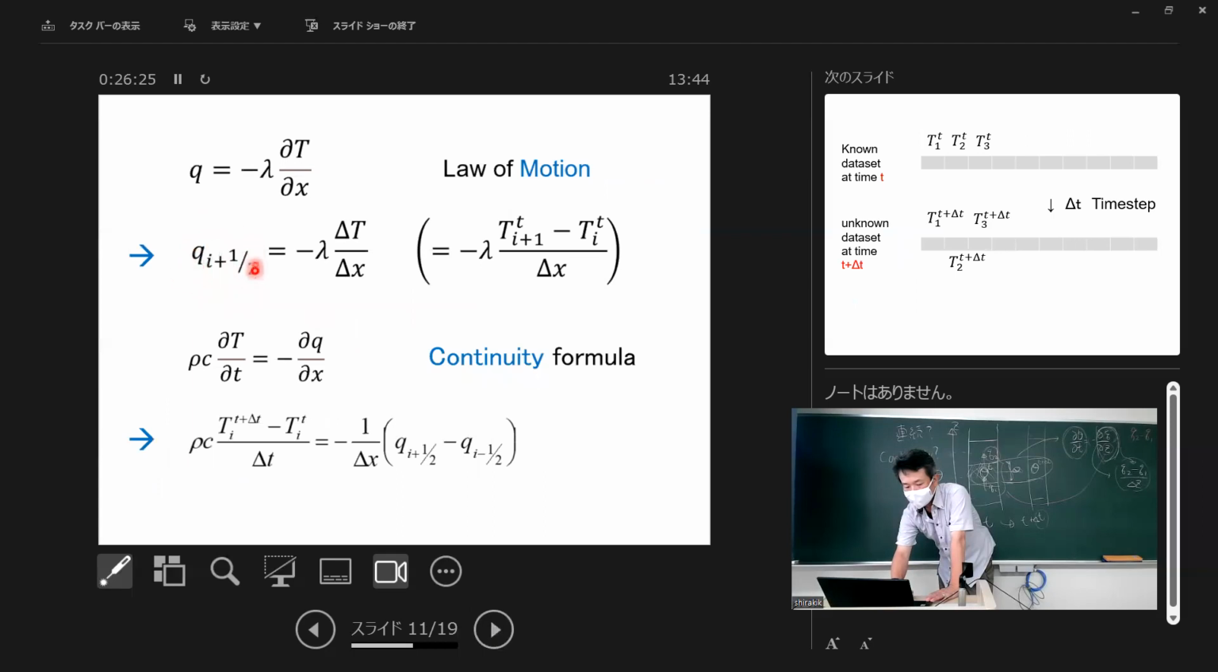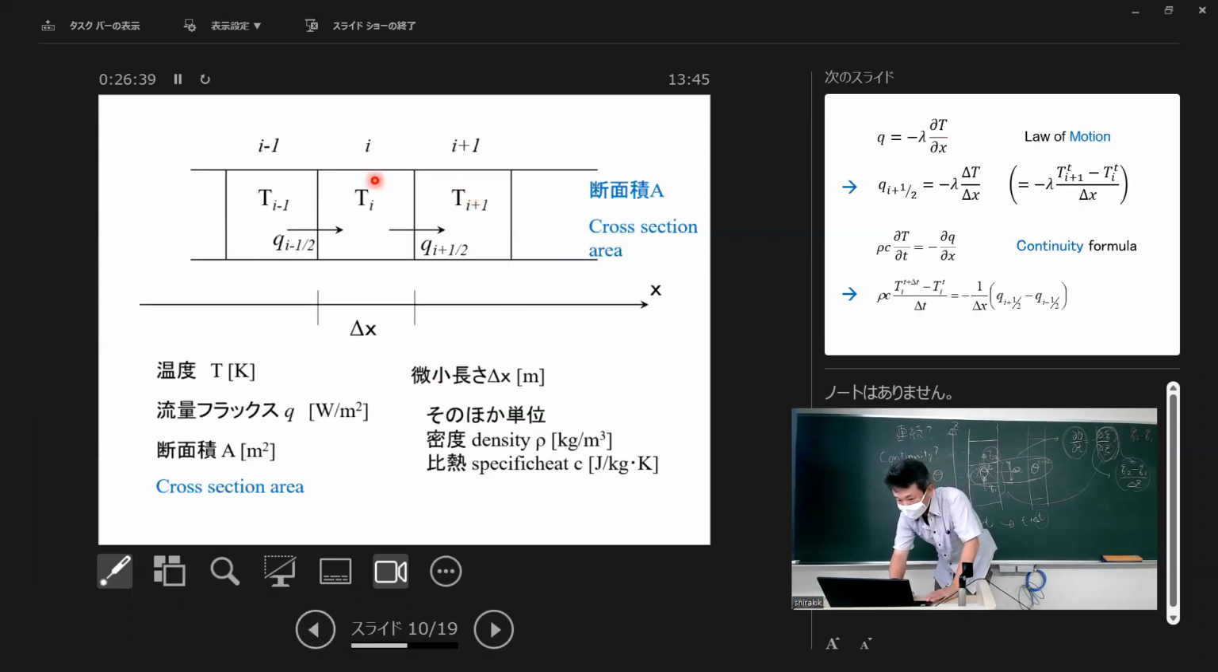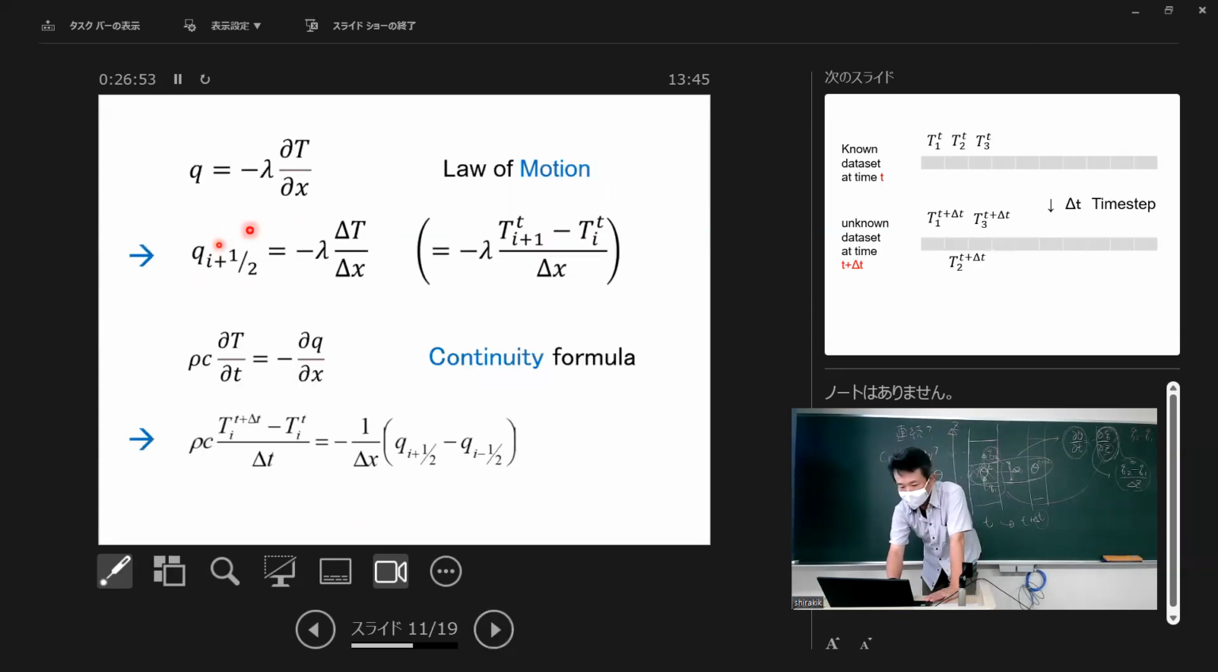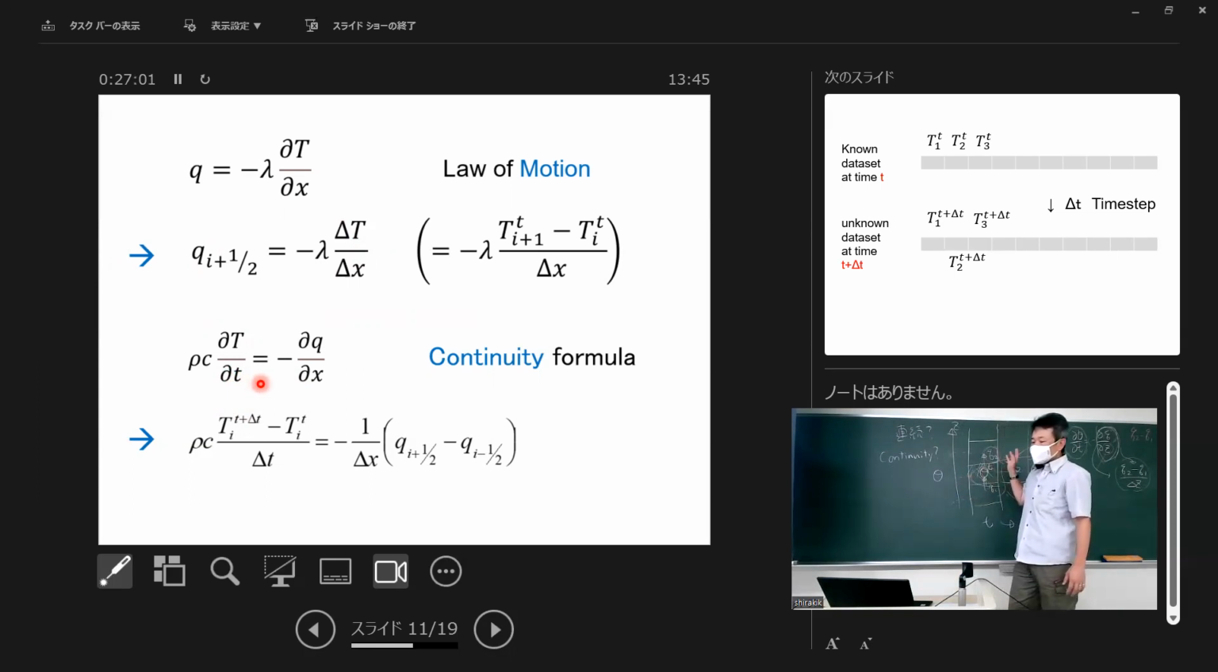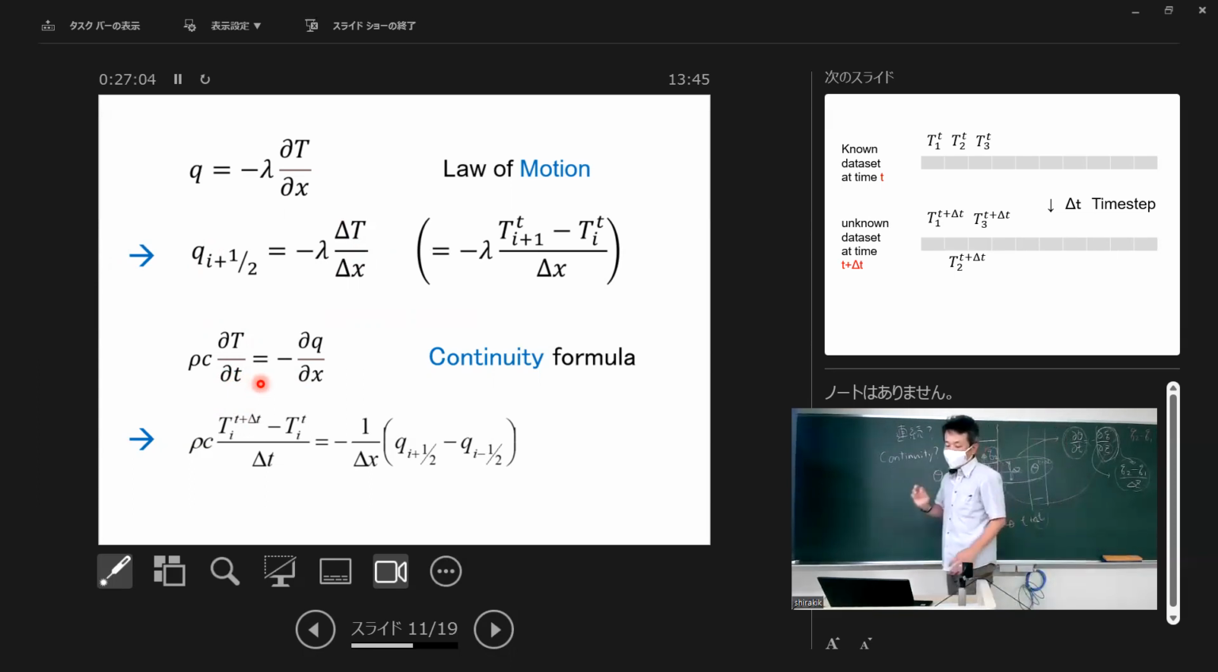So this thermal movement is here. And the time is now, small t is time. It's a little bit easy to confuse, but can you understand? There's no time symbol, but this is the situation at time small t, and Q i plus 1/2 can be calculated like this. And this is a little bit different from the solar movement, but this is just the same.